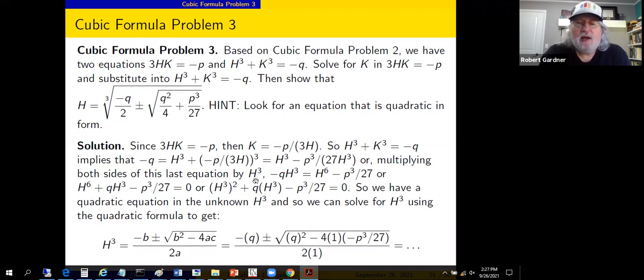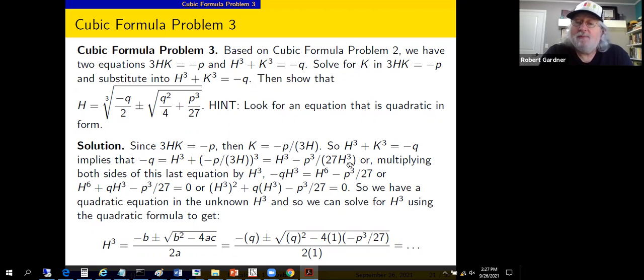Let's multiply both sides by h cubed. That'll get rid of the h cubed in the denominator, at least. We're ultimately trying to solve for h, right? We're showing that h equals this quantity here. So let's get those h's out of the denominator. Multiply both sides by h cubed. In this equation, negative q equals this. Multiply both sides by h cubed. We'll pick an h cubed up over here, giving us negative qh cubed. We'll have h cubed times h cubed, which is h to the 6th.